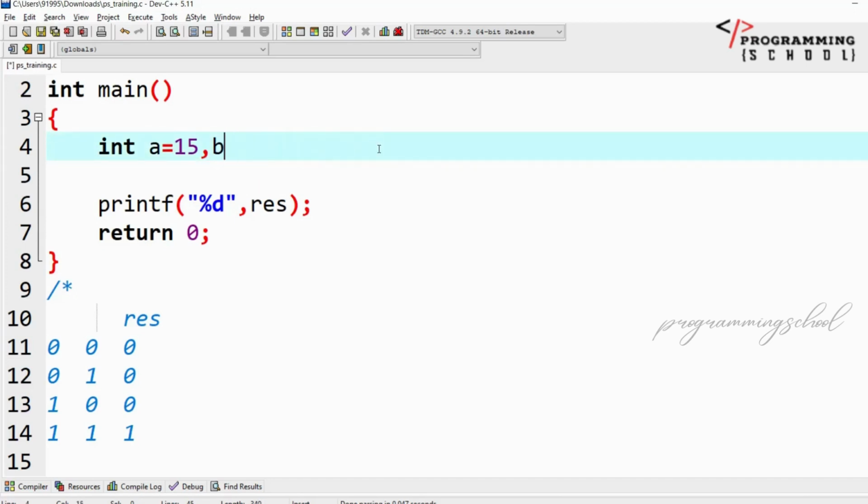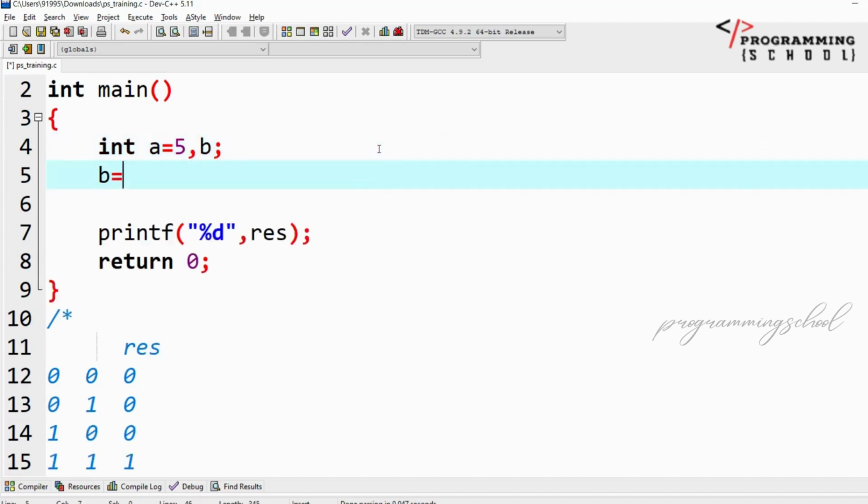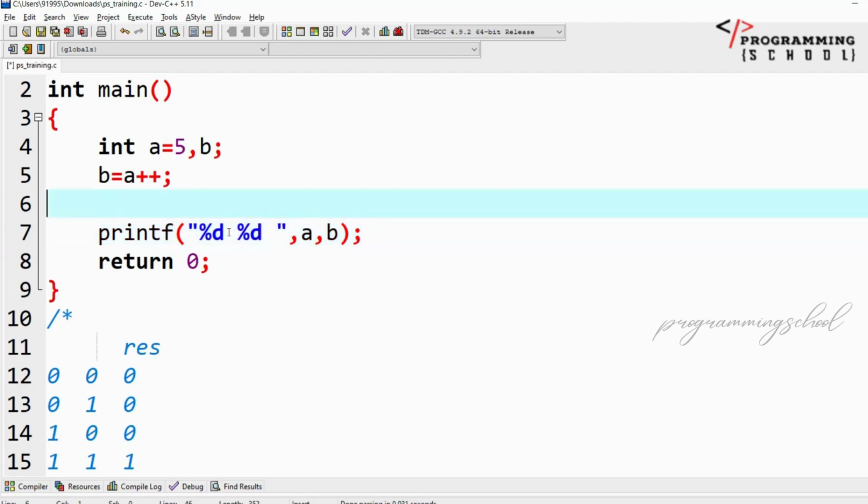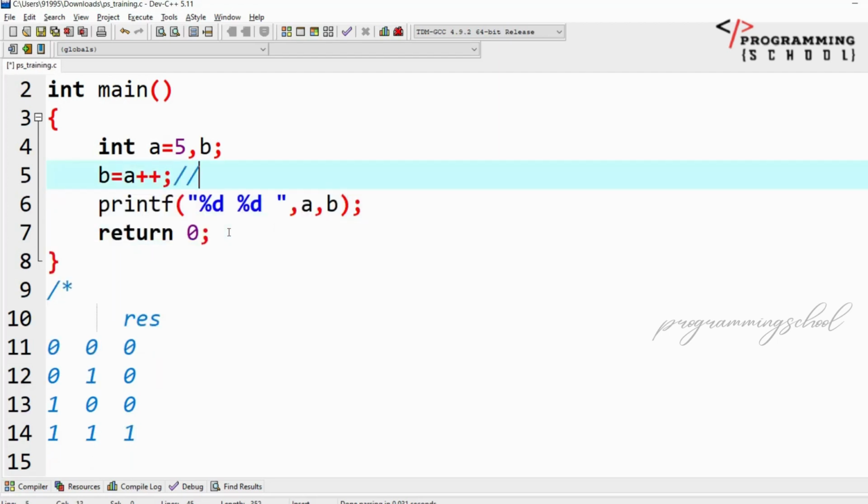First of all, a is equal to 5, comma, b. I'm going to take two values here. For example, b is equal to a plus plus. I'm going to print what the a value and the b value are: a comma b. It's a simple thing. What are the a value and b value after this statement? This line is composed of two statements.